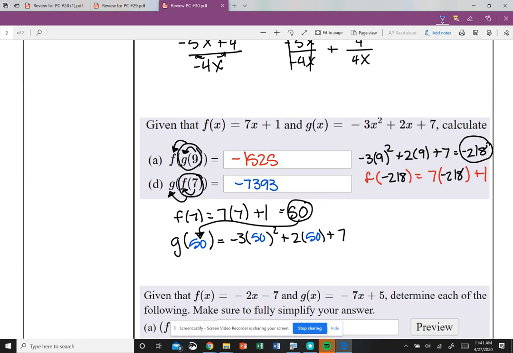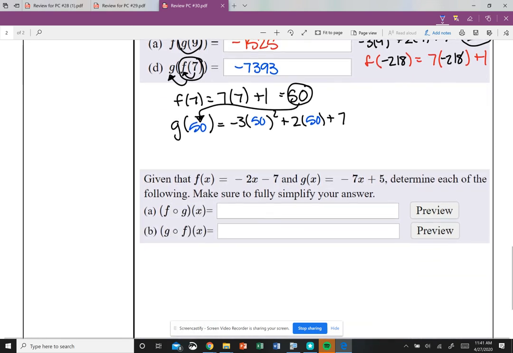Feeling better? Hopefully you're feeling okay. I know those are really big numbers, but that doesn't mean they're wrong. It just means that we got really big numbers.